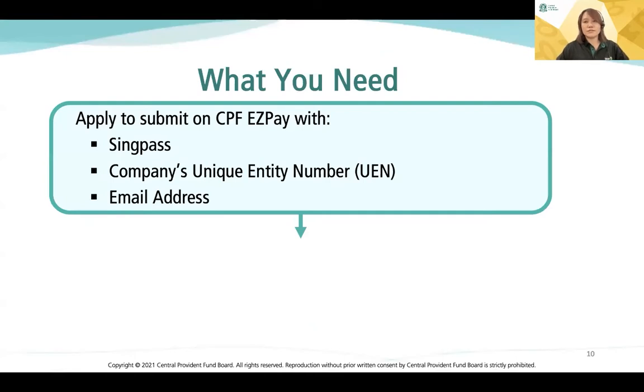So how do you actually create an account? First and foremost, you need your SingPass, and of course your company's unique entity number, your UEN. And thirdly, your email address. For the email address, do take note that it should be an email address that is regularly checked, for example your own direct email address. It shouldn't be a generic email address that you probably check only once a week or even once a month, because this email address will be used to send important information to you. So do take note that the email address used should be the one that is regularly checked.